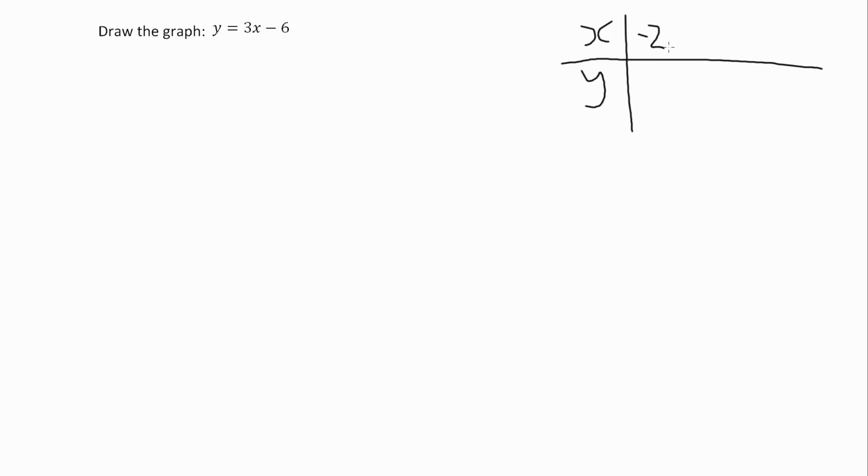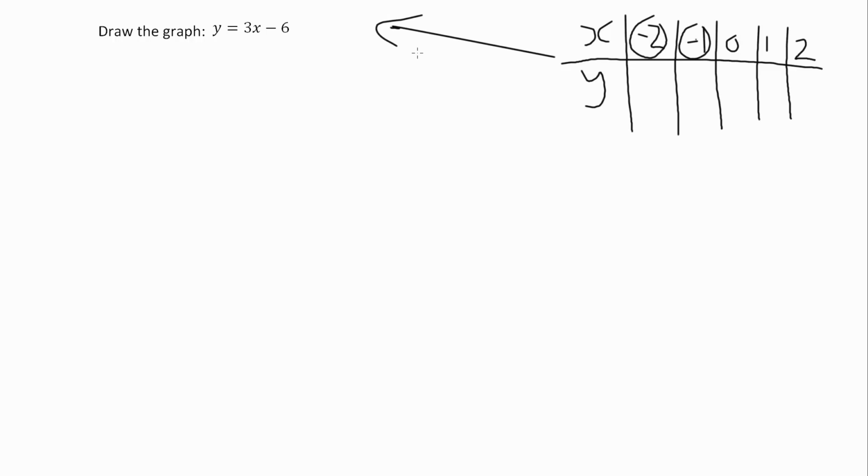So let's do -2, -1, 0, 1, and 2. Now what we usually do is we sub these x values into our equation. So for example, -2 would become y equals 3 times -2 minus 6. So y would equal -12. So over here you just put -12 and so on and so forth.